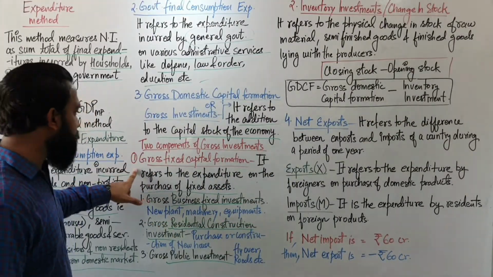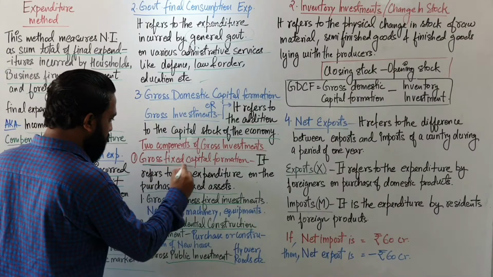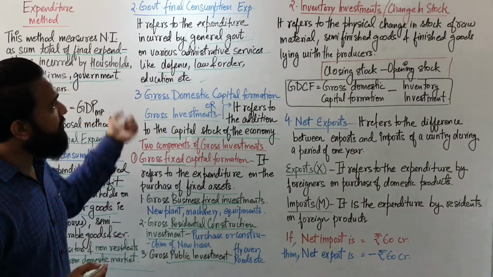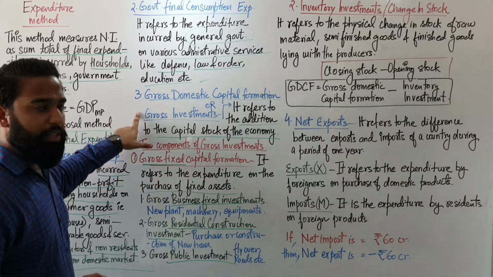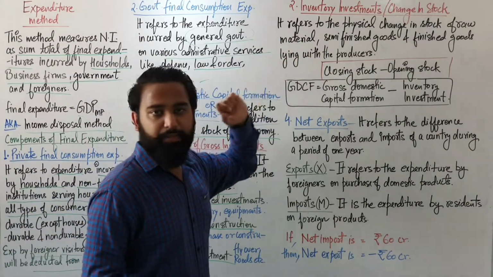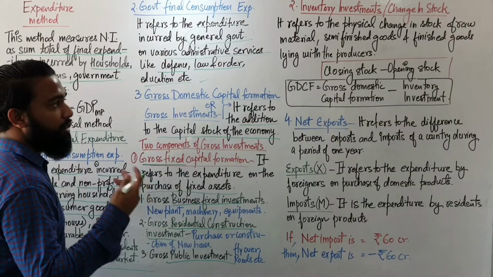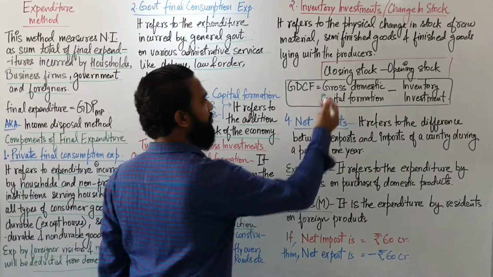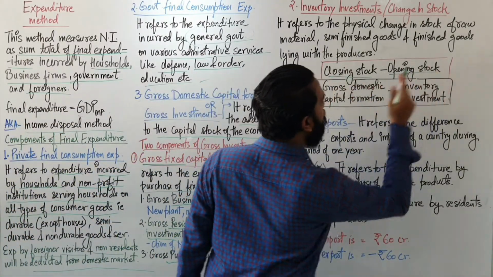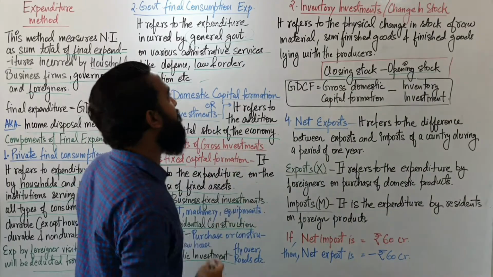This was the first component. The first component was gross fixed capital formation, and the second component of gross investment is inventory investments, or you can call it change in stock. You already remember what change in stock is. Change in stock means closing stock minus opening stock. Let's understand it once again.